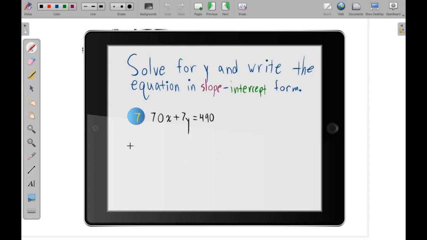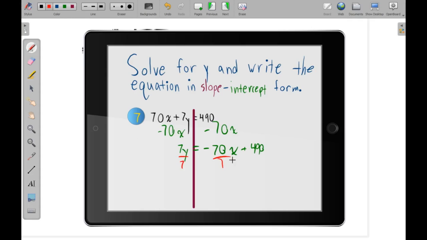Okay, so for this example, we're going to draw a line through our sign. We want only y on this side, so we're going to subtract 70x because the 70x is positive. So we have 7y is equal to negative 70x plus 490. Now our final step is to divide every term by 7 because we want the y by itself and 7 is being multiplied by y. So that leaves us with negative 70x divided by 7, that's negative 10x, and 490 over 7 is 70. Plus 70.